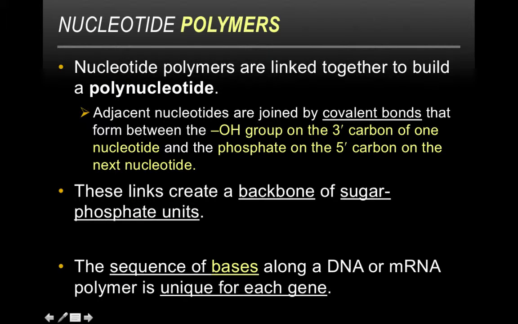This ultimately creates a backbone of sugar phosphate units, but it's the bases along the DNA or RNA, our polynucleotide, that are important in storing information and that are unique for each gene. So we're talking about the adenines, the guanines, the thymines, and the cytosines, if we're talking about DNA bases. RNA bases are the same, except where we have uracil in place of thymine, if we're talking about RNA-based sequences.